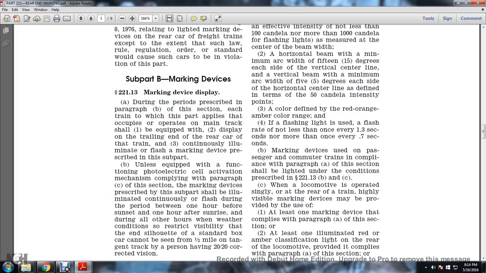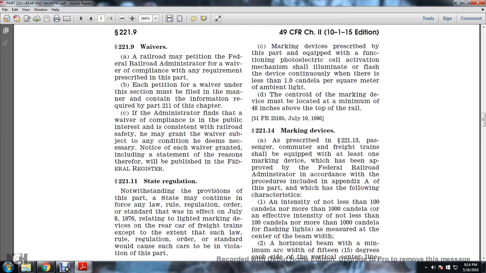The marking device prescribed in this subpart shall be illuminated continuously or flashing during the period between 1 hour before sunset and 1 hour after sunrise, and during all hours of weather or conditions of restricted visibility such that the end silhouette of a standard box car cannot be seen for half a mile on tangent track by a person having 20/20 corrected vision. Marking devices prescribed by this part may be equipped with a photoelectric cell activation mechanism that can illuminate the flashing device continuously when there is less than 1 candela per square meter of ambient light. (d) The centroid of the marking device may be located a minimum of 48 inches above the top of the rail.